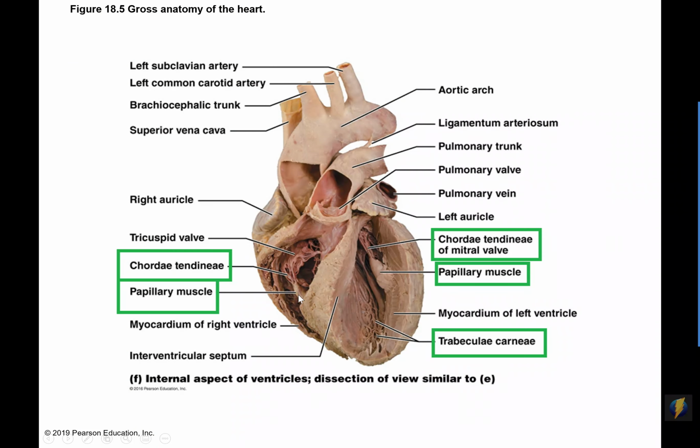You can see here are the papillary muscles. This is the papillary muscle of the right ventricle. Here's the papillary muscle of the left ventricle. You can see here are these heart strings, these chordae tendineae, and then the trabeculae carneae, which are these ridges of muscle here. So atria up here, ventricles down here.